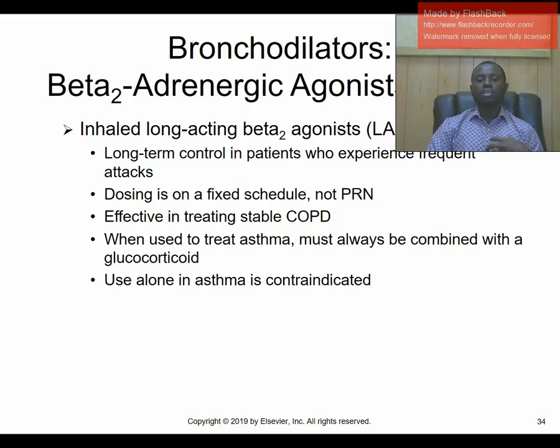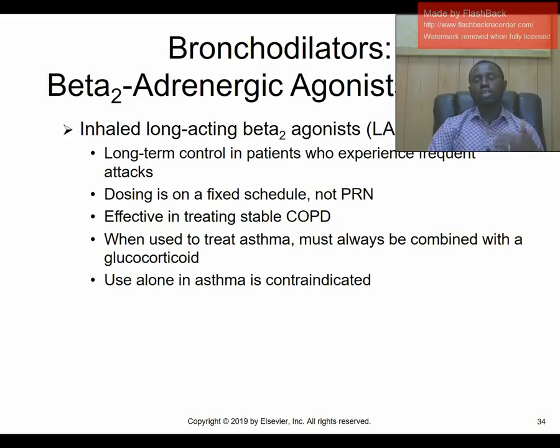Long-term or long-acting beta-2 agonists are used for long-term control in patients who experience frequent attacks. When used to treat asthma, it must always be combined with a glucocorticoid. So these long-acting beta-2 agonists are not a substitute for glucocorticoids, but these are used in conjunction with glucocorticoids to minimize the occurrence of attacks.